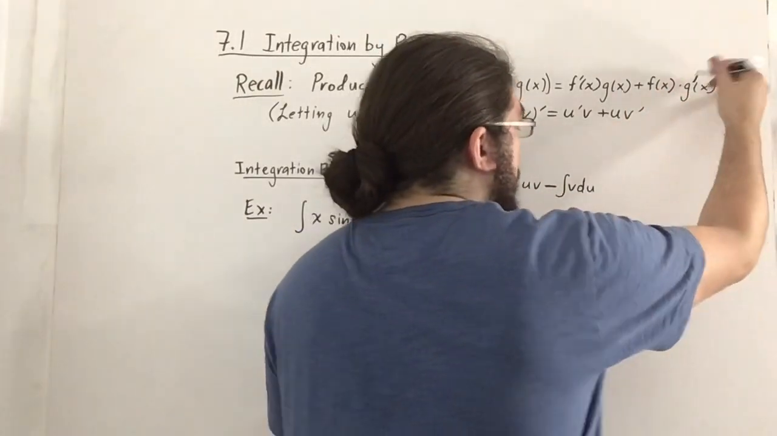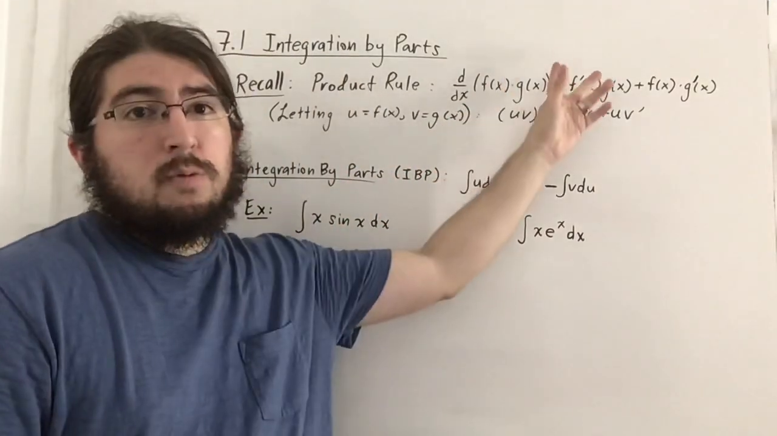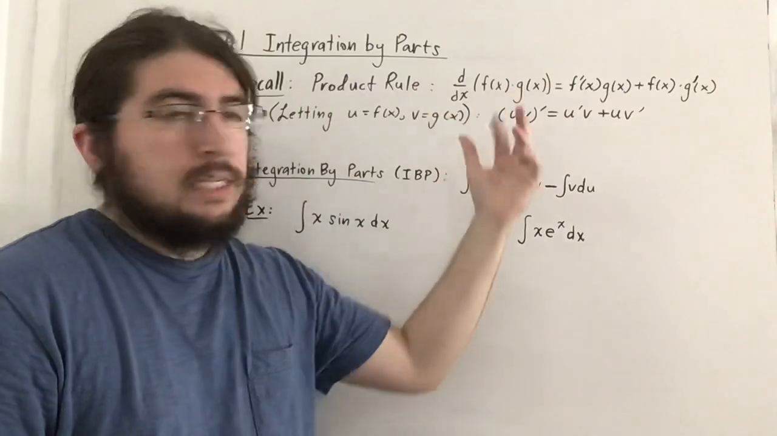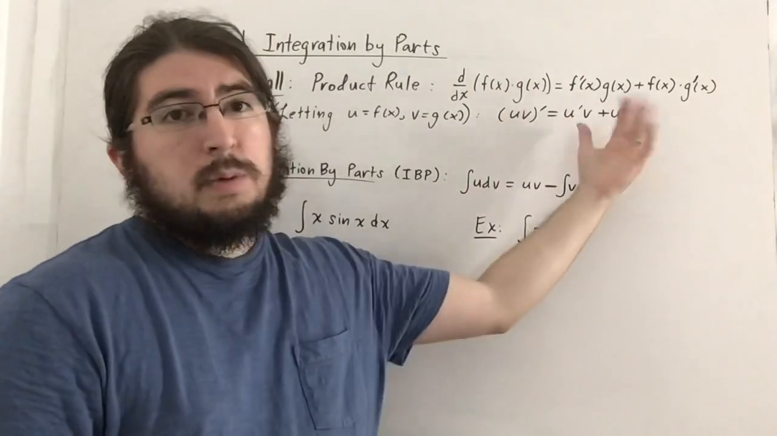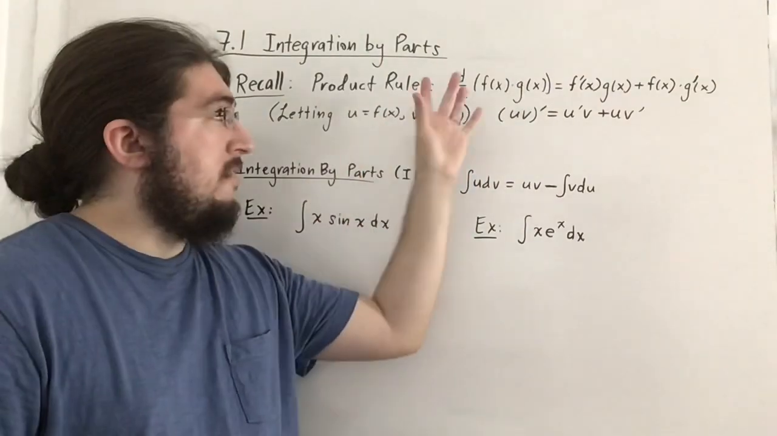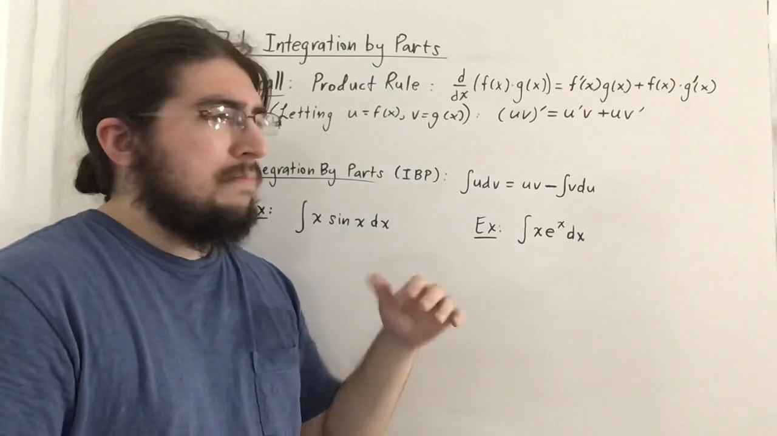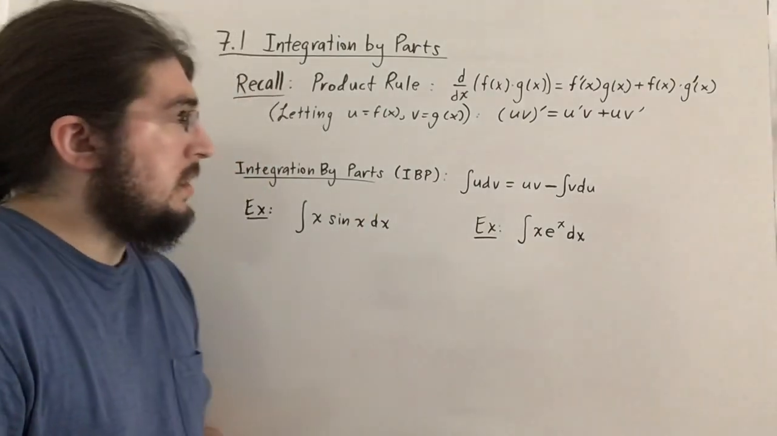prime of x. In other words, it's the derivative of one of them, leaving the other one constant, or not taking its derivative, and then plus doing the other way around. In fact, this generalizes if you have more than two functions in a product, but that's a little beyond what we want to discuss here.